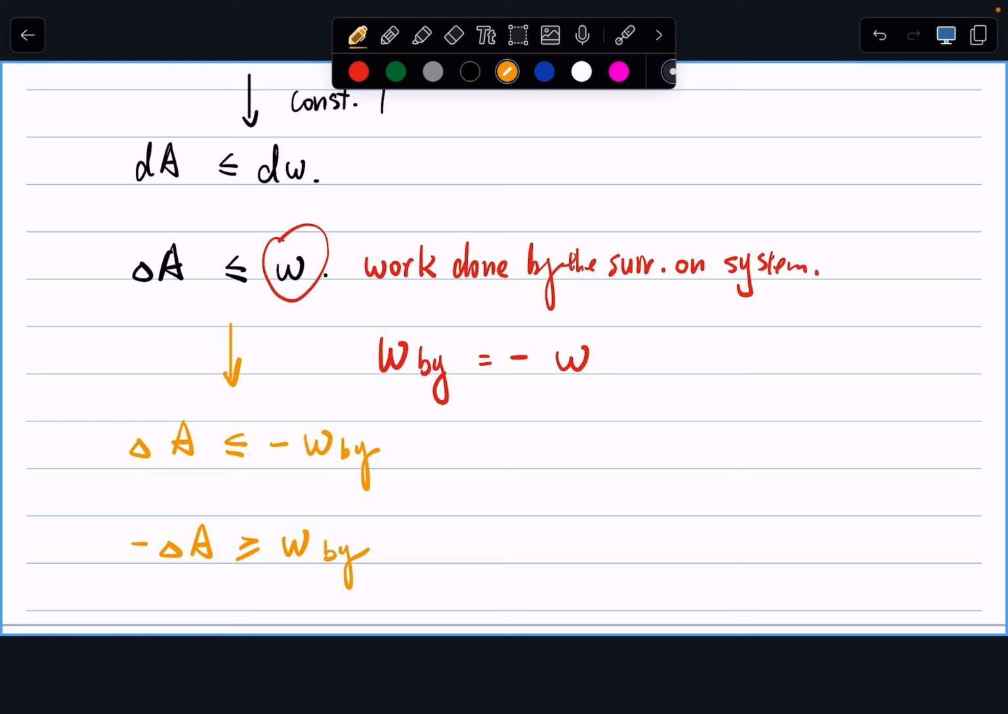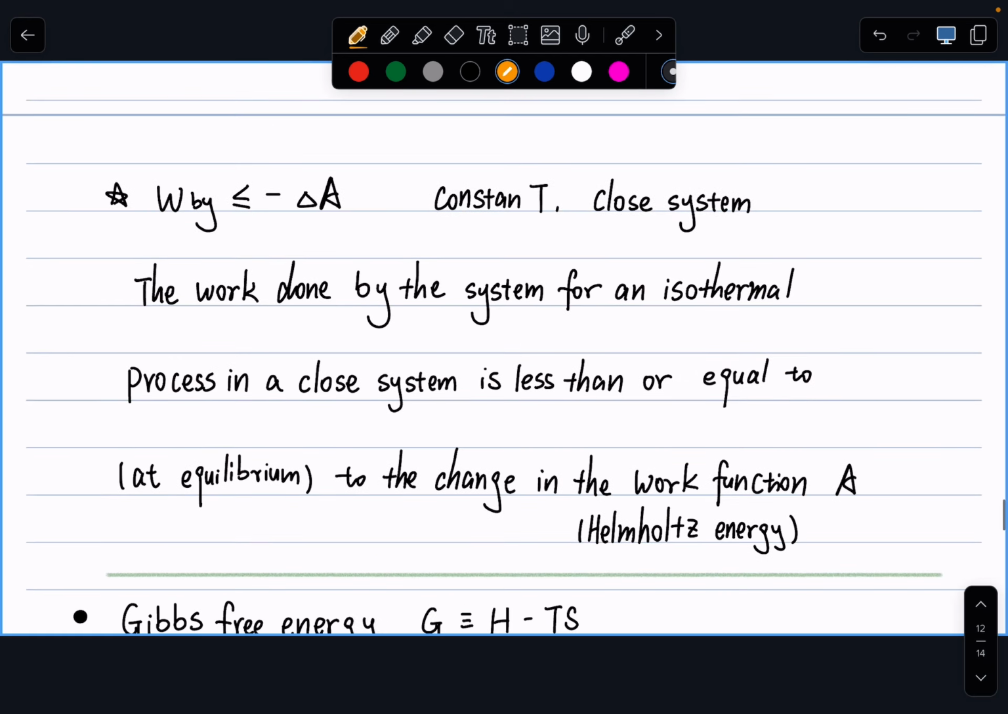So what exactly is it? What we end up getting is this expression. For a constant temperature closed system, what does it have? It's the work done by the system for this isothermal process in the closed system. It's always going to be less than or equal to the change in work function A.